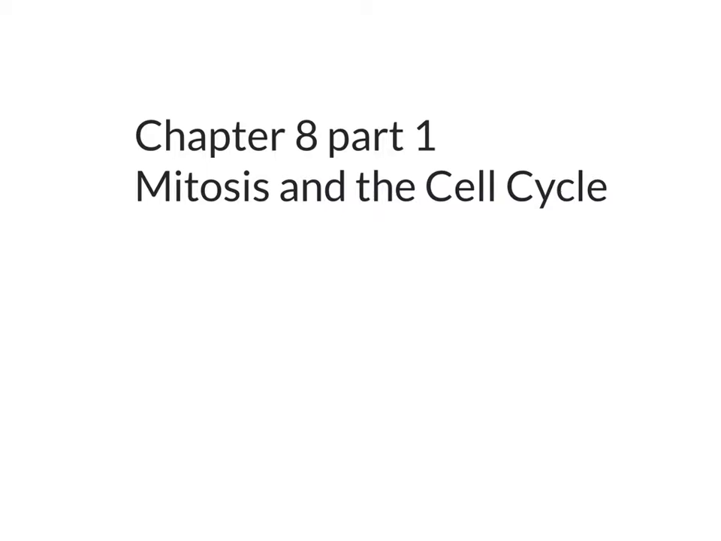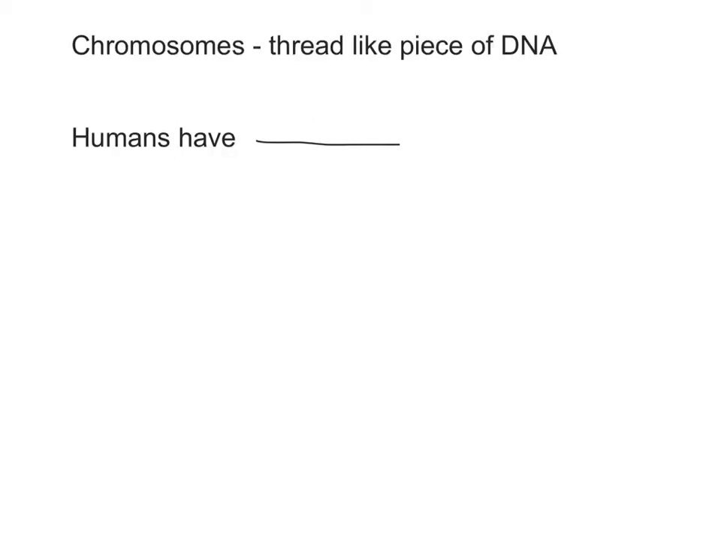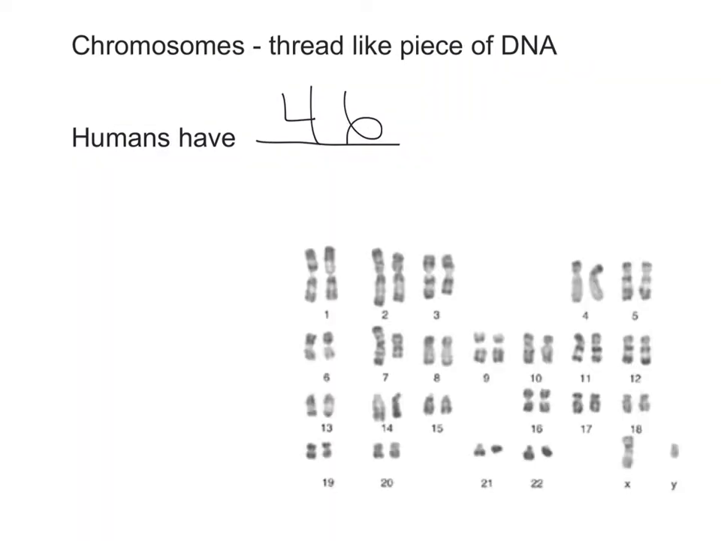During this lesson, we will investigate mitosis, a type of cell division, and the cell cycle. We're going to hit a few vocab terms first. So, chromosomes are thread-like pieces of DNA. In human cells, we have 23 types, or 46 total. And it's important for you guys to realize that chromosomes come in several shapes and sizes.